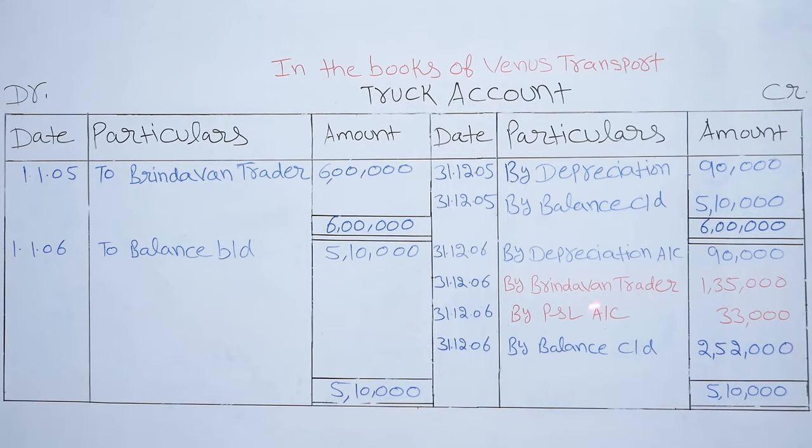Vrindavan Trader took away 2 assets of rupees 1,35,000. So what will be the entry? Entry will be Vrindavan Trader account debit to truck account. If we do ledger posting of truck account, then we write by Vrindavan Trader 1,35,000. 31st December 2006 by profit and loss 33,000. So this is a loss on assets. So entry is profit and loss account debit to truck account. 31st December 2006 by balance carried down 2,52,000.